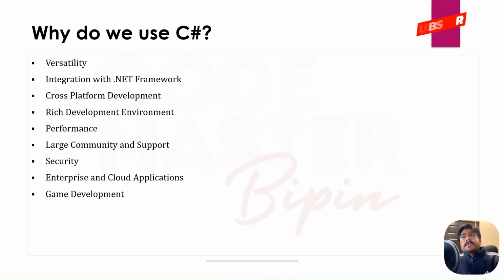Next one is enterprise and cloud applications. C# is the preferred choice for enterprise-level applications and cloud-based solutions. Its strong typing, scalability, and support for modern programming language practices make it ideal for building reliable and maintainable enterprise software. Enterprise software, as I told you, means large-scale CRMs and ERPs.